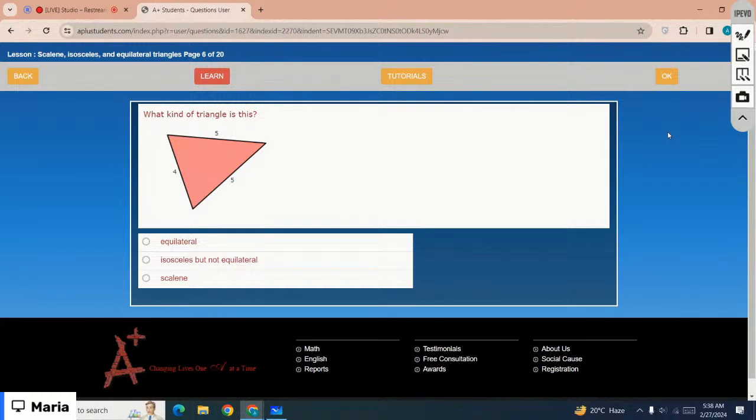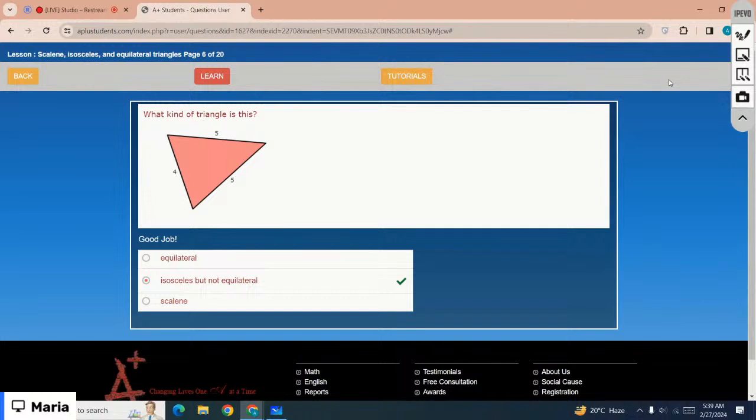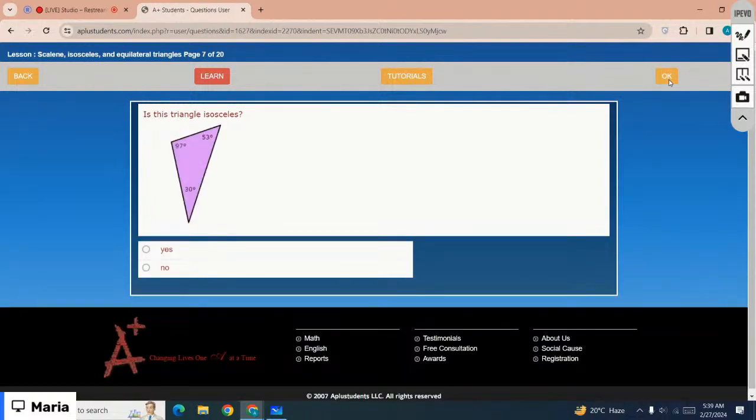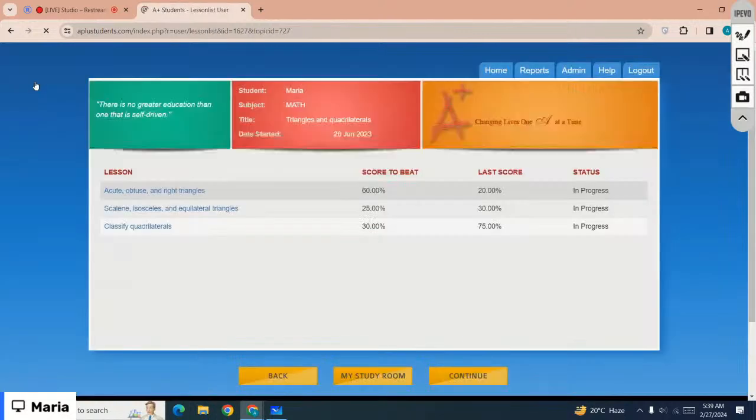What kind of triangle is this? Which is the correct option? That is the isosceles triangle, but not equilateral, because two of the side lengths are exactly equal, right? That is isosceles but not equilateral. Okay, you can complete the lesson by yourself later today. Let me just move on to the next lesson.